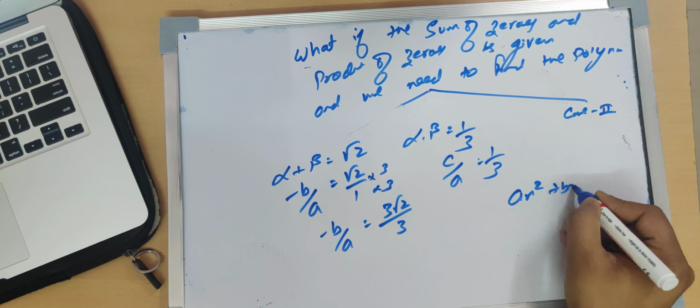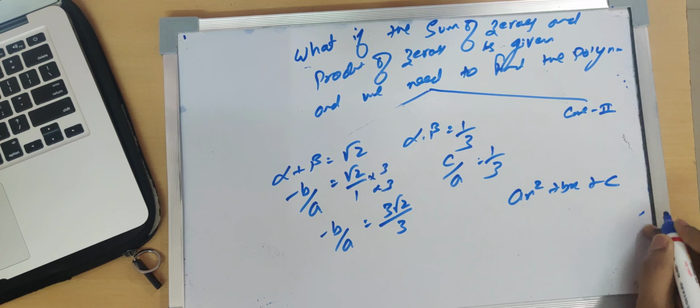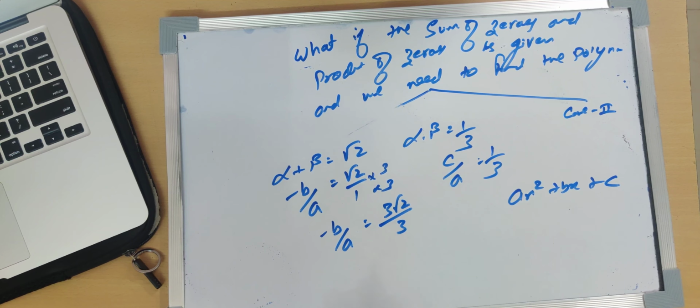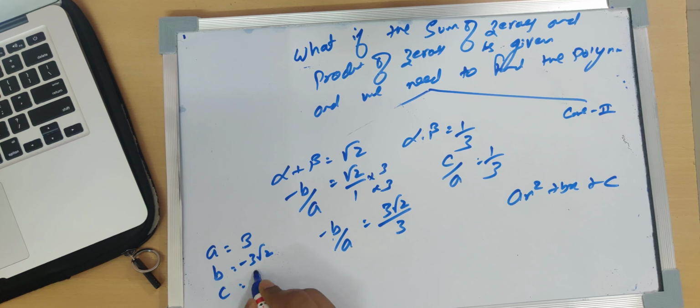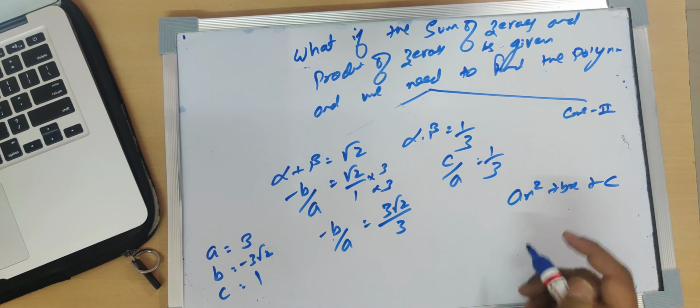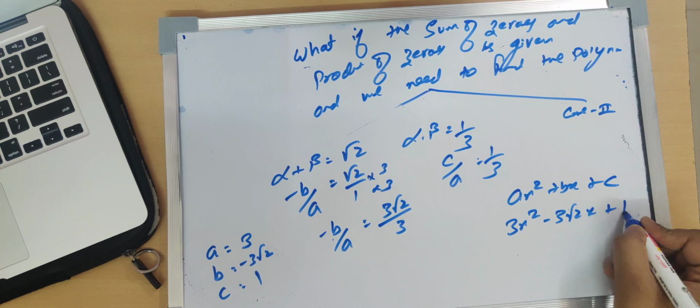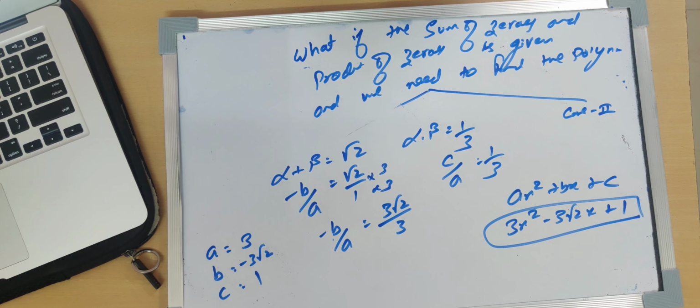Now what is your general form? Ax square plus bx plus c, right? Now see, we have a 3 on both sides, so we can directly compare and write that the value of a will be 3. See, minus b is 3 root 2, so b will be minus 3 root 2 and c will be 1. If we put the values here, it is 3x square minus 3 root 2 x plus 1. This is your case 2.